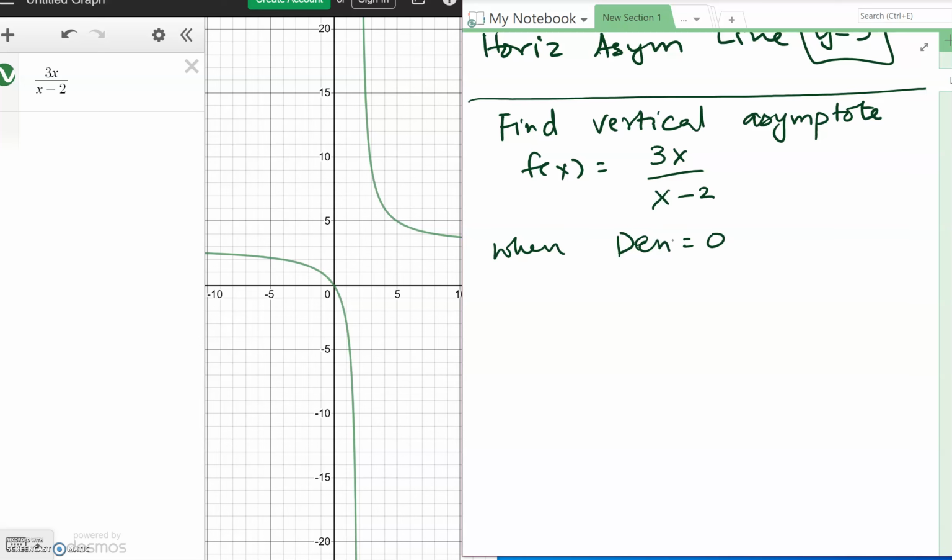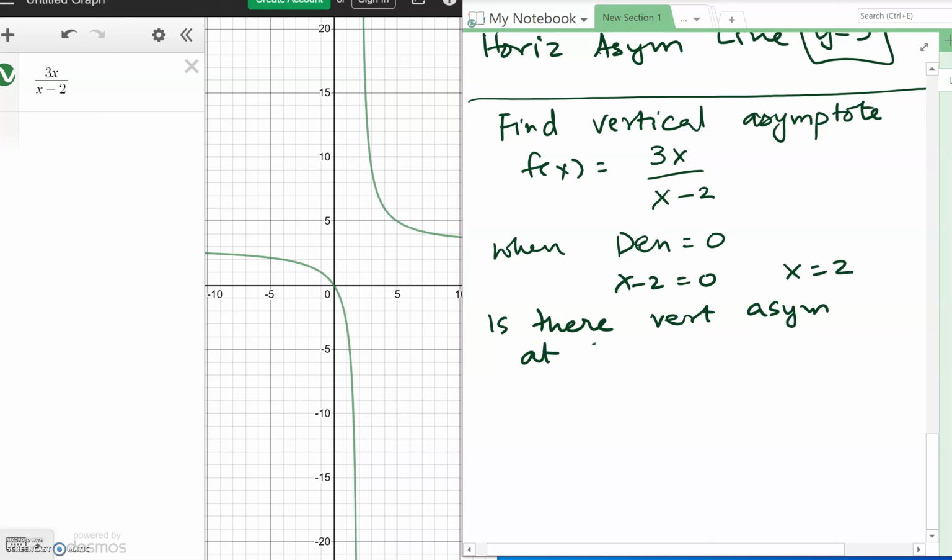So we're going to start off with the denominator equal to 0: you put x minus 2 equal to 0 and get x equal to 2. And now, is there a vertical asymptote at x equal to 2? Of course, we can answer that by identifying limits.